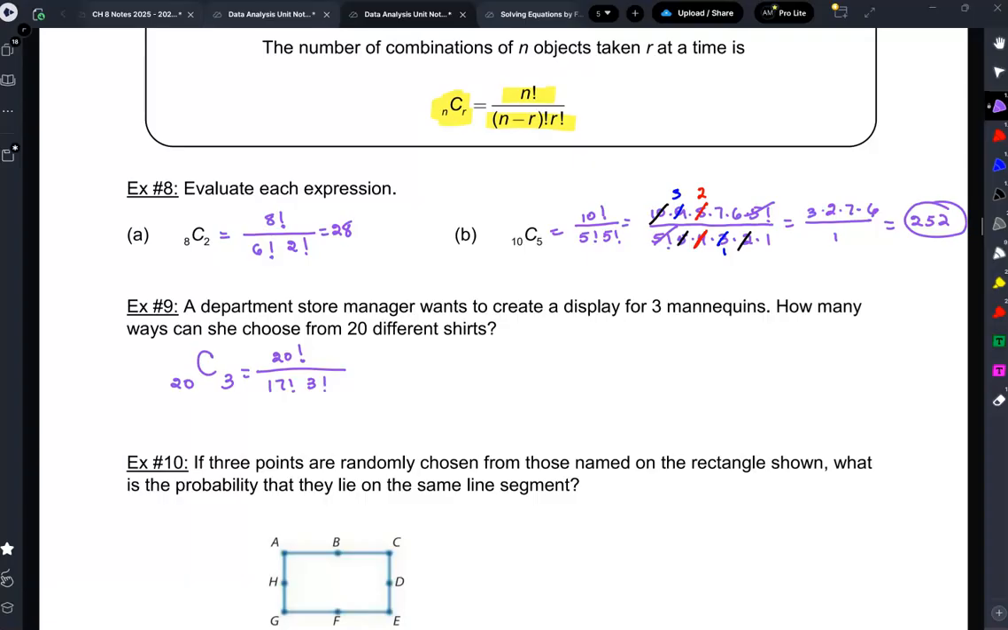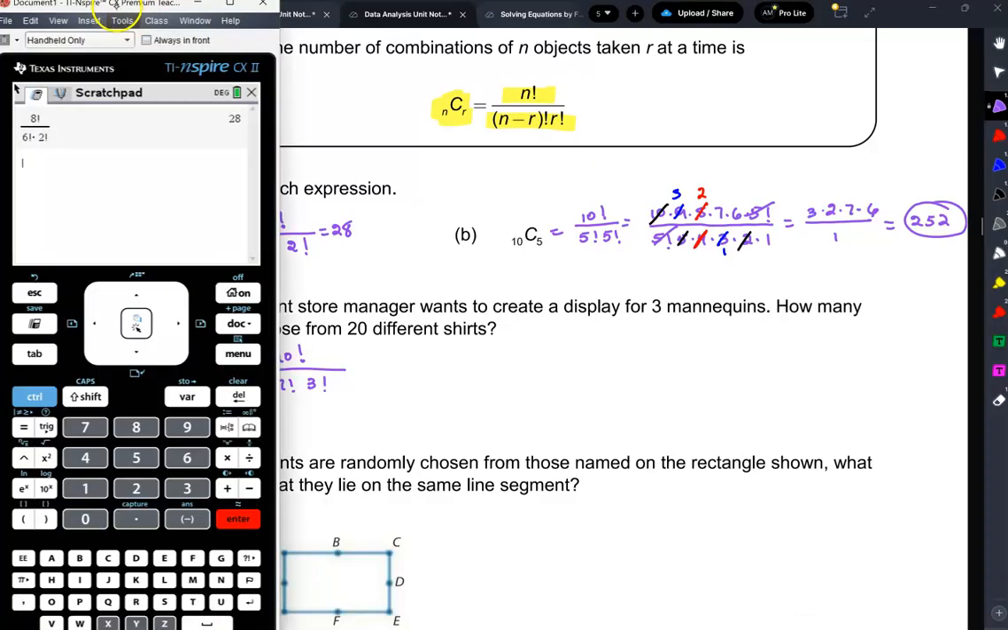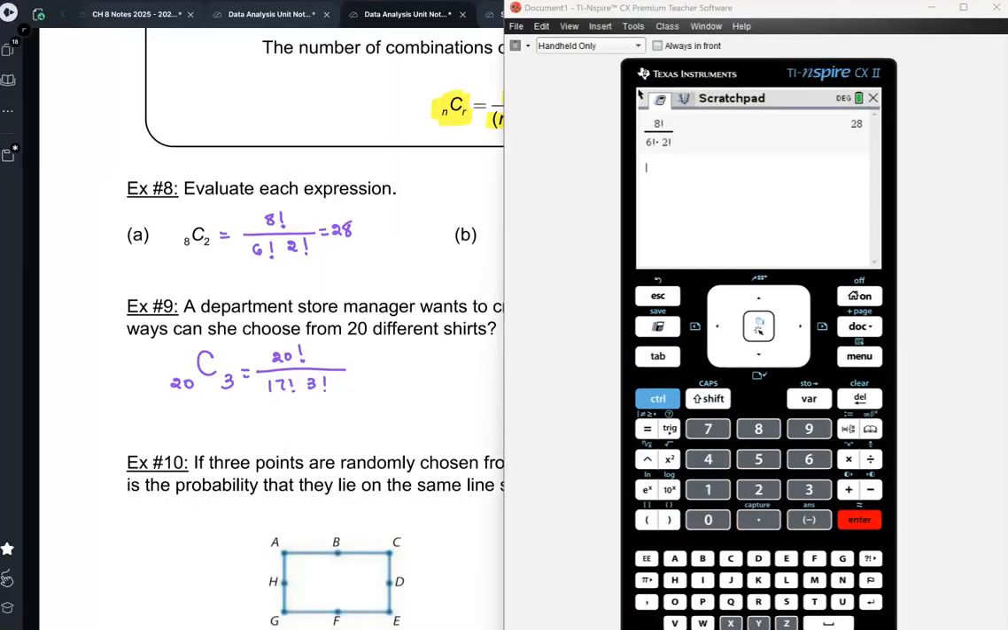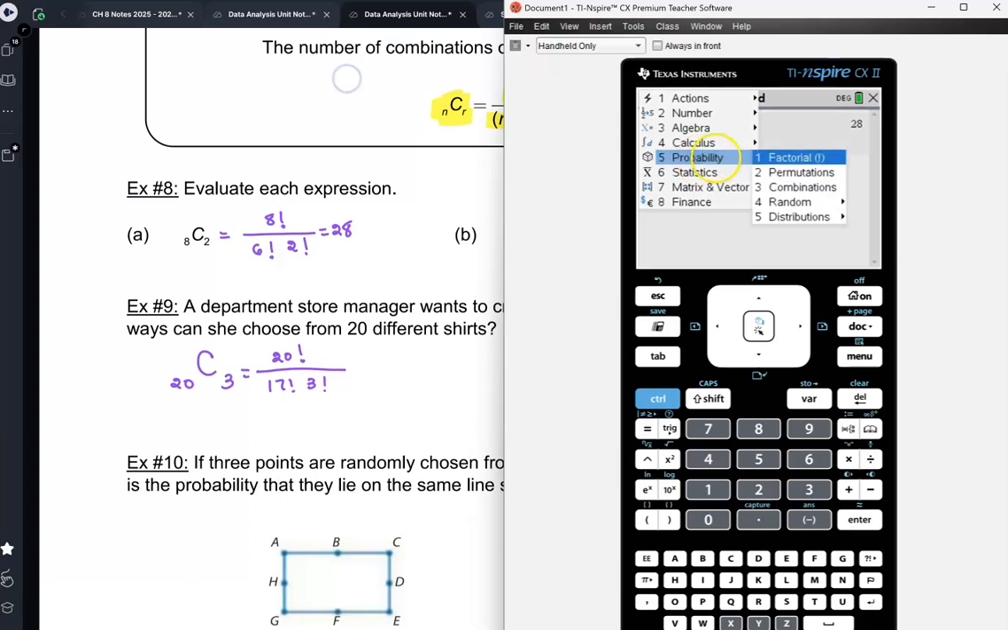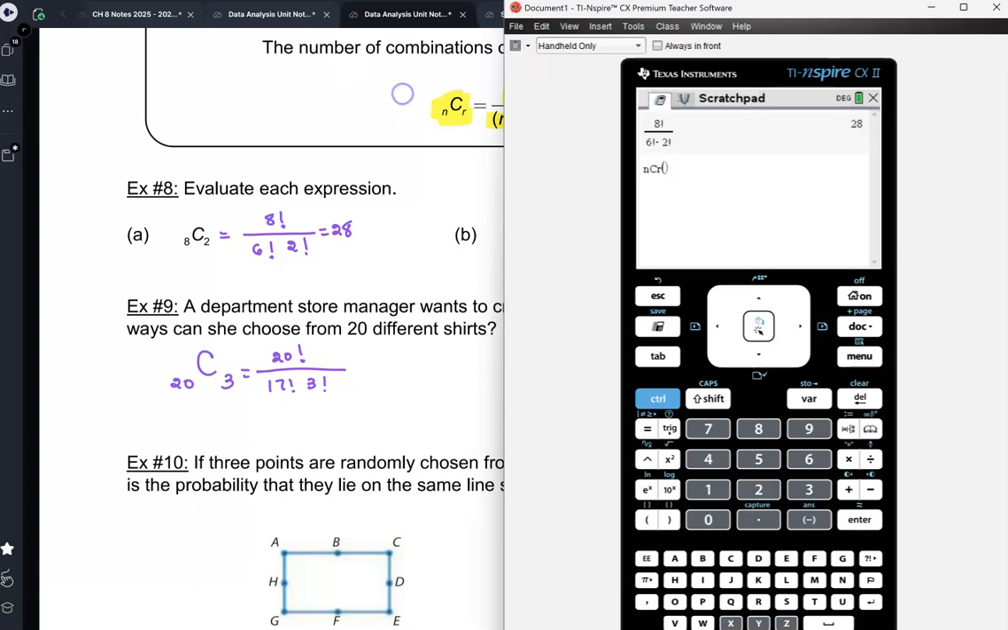Okay, now look, go back to your calculator. Let me show you this. You're going to love this. You ready? Press menu. Press probability. Combinations. So 20, comma, 3. The syntax is N, comma, R. Press enter.